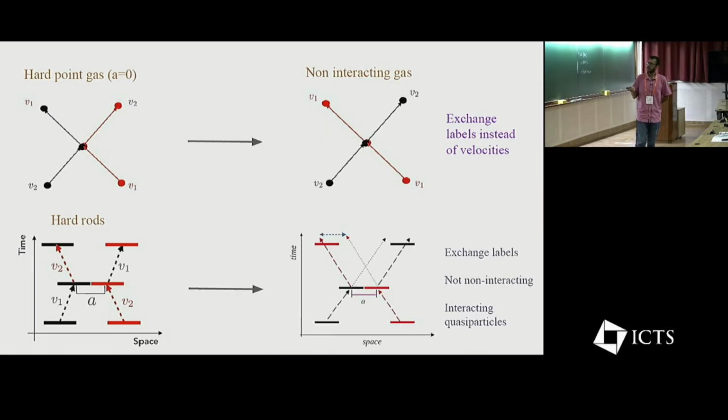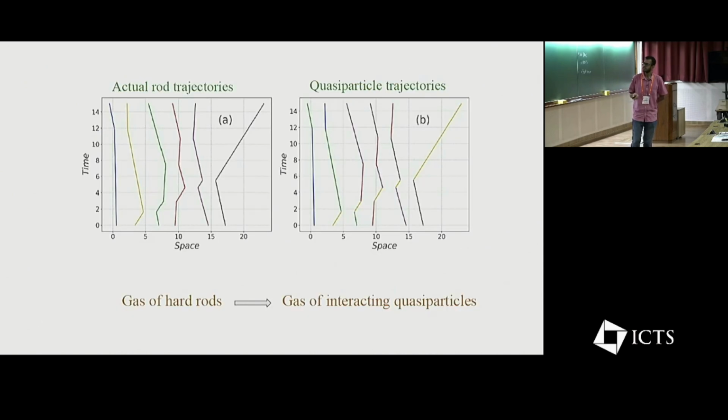So here, instead of exchanging their velocities, we can also exchange their labels, and we get the dynamics of quasi-particles. This red dashed line is the trajectory of one quasi-particle, and this black dashed line is the trajectory of another quasi-particle. But here, the quasi-particles are interacting. If they did not interact, the black one would follow this dotted line and the red one would follow this dotted line, but due to the interaction at each collision, we get a displacement over the distance a. So ultimately, we get interacting quasi-particles. Effectively, one can think of a gas of hard dots as a gas of interacting quasi-particles.